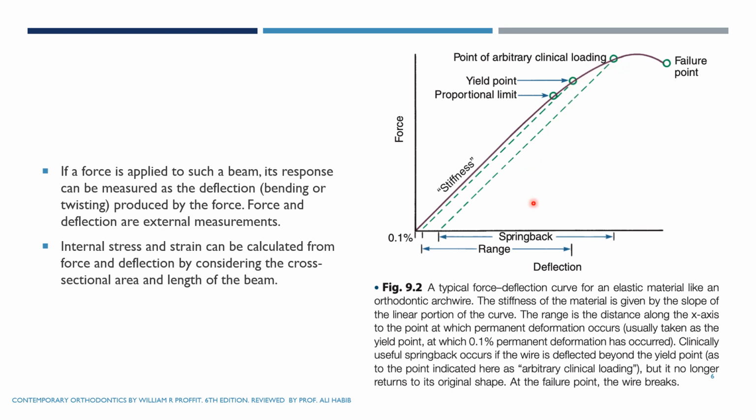Also clinically, when we say spring back, this is a very important feature, that the wire can be deflected and can be used after the yield point, where we don't expect the wire to go back to its original shape. And then this is the point of arbitrary clinical loading. This is where the wire can be used even after bending it permanently, so in the plastic limit. And this is failure point where the wire breaks. So these are the different definitions that we should know.